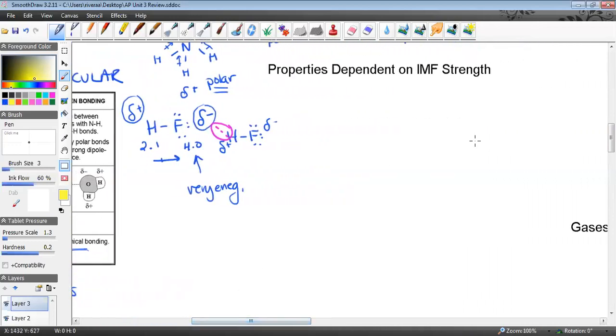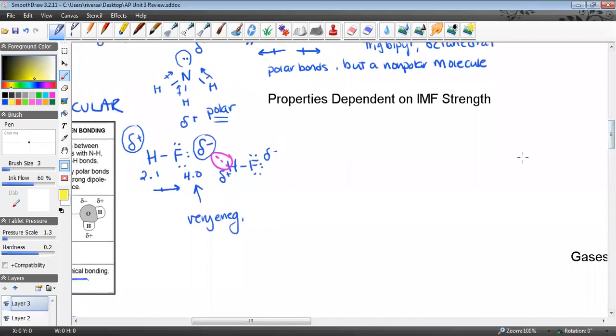Properties dependent on IMF strength. Okay, so when you have a strong IMF, that means that those molecules are being held together tightly. So a strong IMF will result in a high melting point.